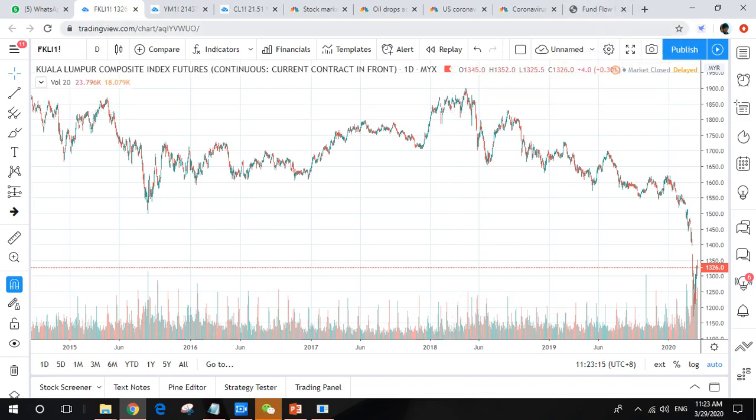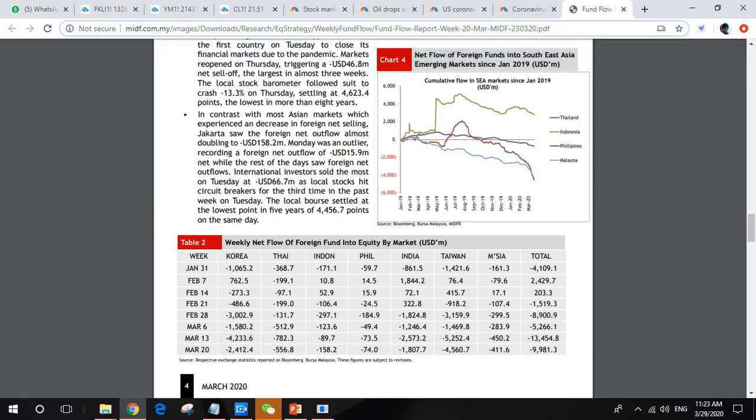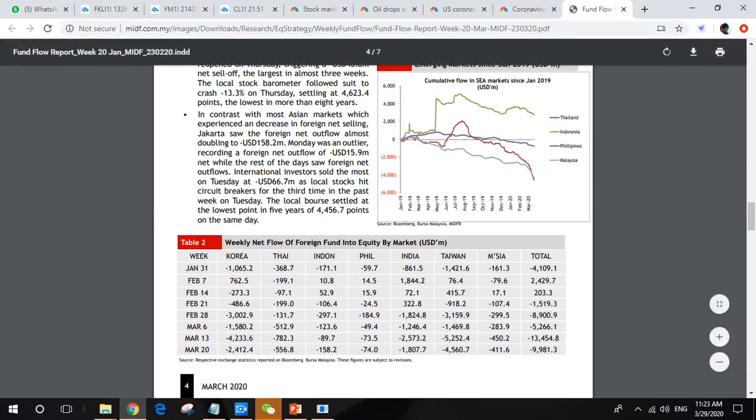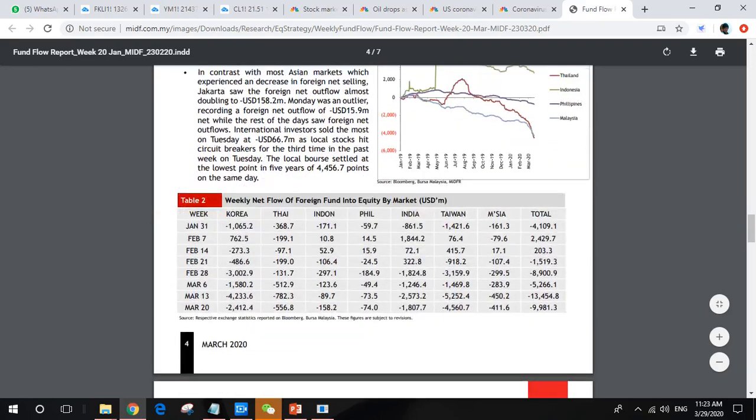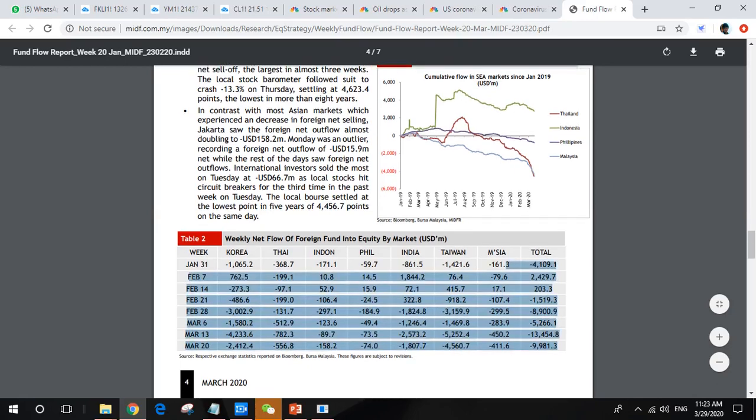So for the foreign fund, we can always refer to the foreign fund report from the MIDF website. This is the latest report on the 20th of March. We can see that since January 2019, the foreign fund is still outflowing, and our Malaysia is still among the lowest. Now Thailand has dropped more to chase us. So overall for the Asian market, the foreign fund is still withdrawing, meaning that overall it is not good.